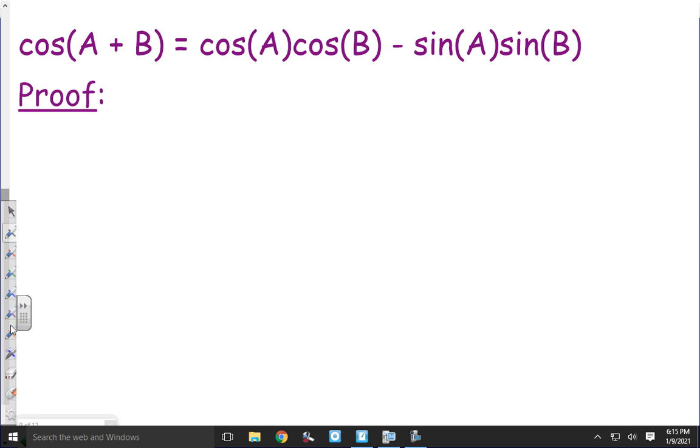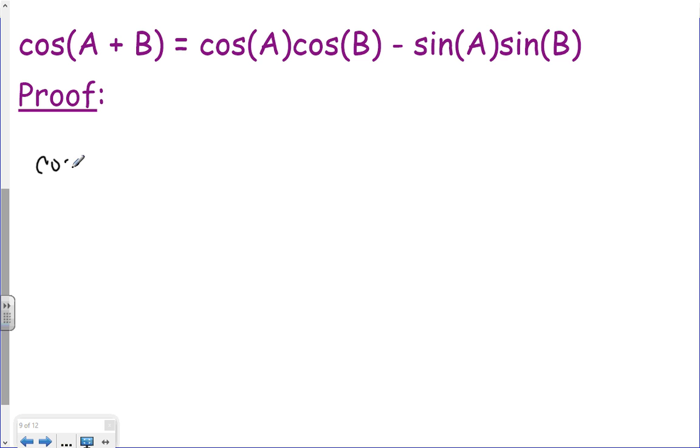So then the question is, well, how do we go about proving that? Well, again, the nice thing is we've already proven that first property, so we can use it to help us prove this one. So we've got the cosine of a plus b. I'll start with that on the left side. And over here on the right side, I'm going to try to go through algebraically or using some trig properties, whatever I need to, in order to come up with what I see over there on the right side. So I have the cosine of a plus b.